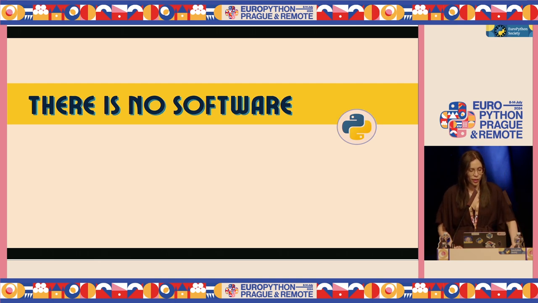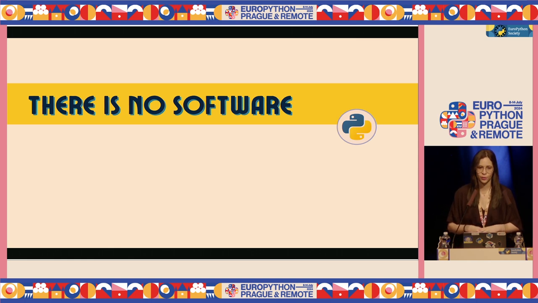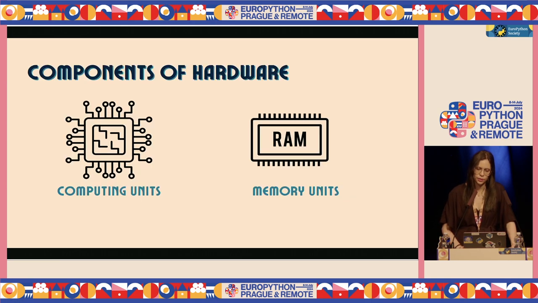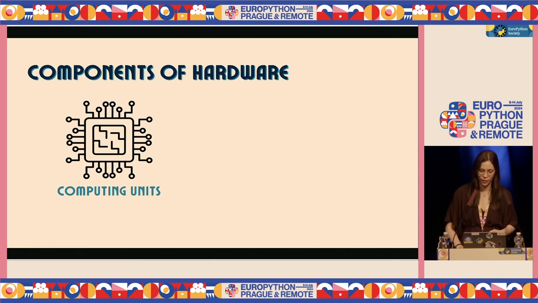A lot of times when we talk about software and Python, and there will be great talks today and by the end of this conference about optimization with Python, we always try to save those microseconds. But we should not forget that there is no software without hardware. Python lives inside our laptops and computers, and the performance depends on the hardware. Let's try to understand some of the components of hardware, specifically the communication between computing units and memory units. So let's go over some components of hardware.